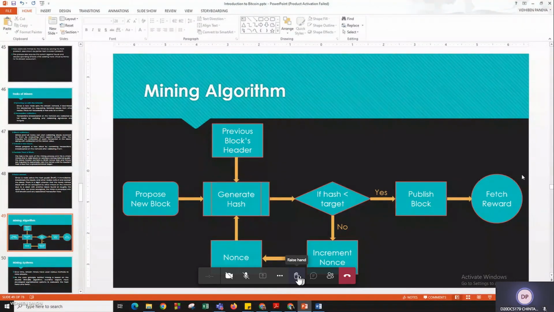So yes, this algorithm is also important. It can be asked in 5 to 7 marks.